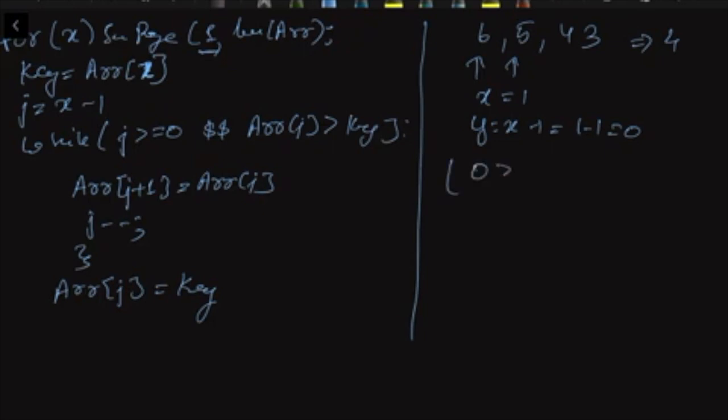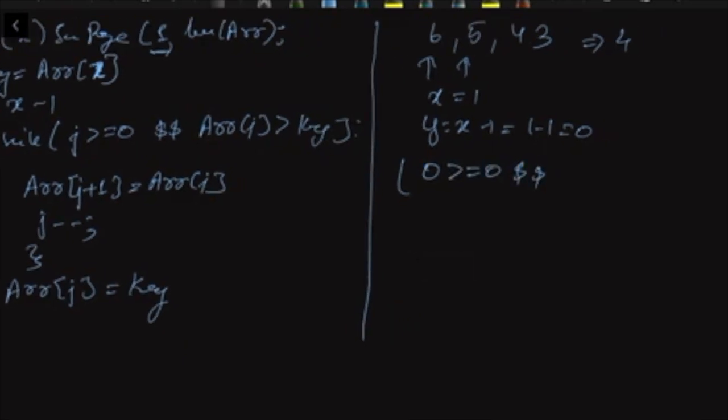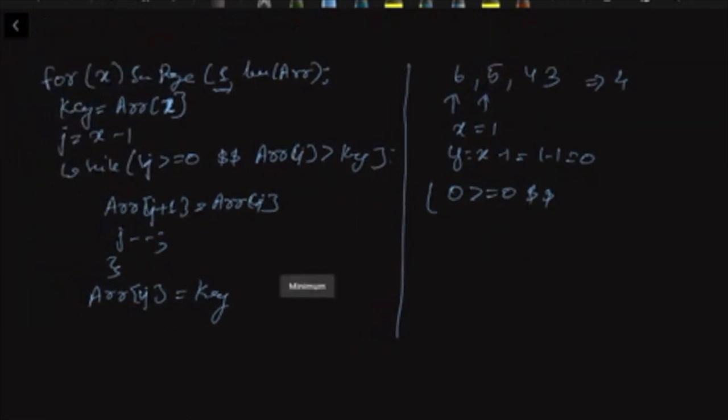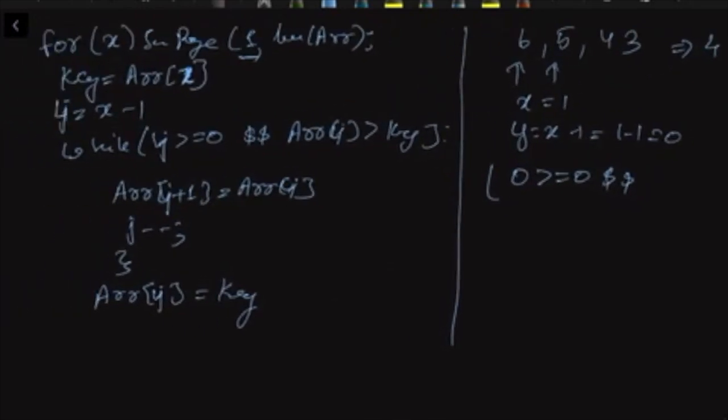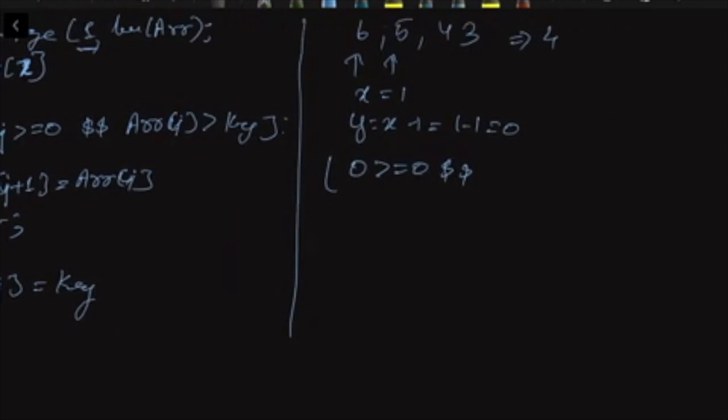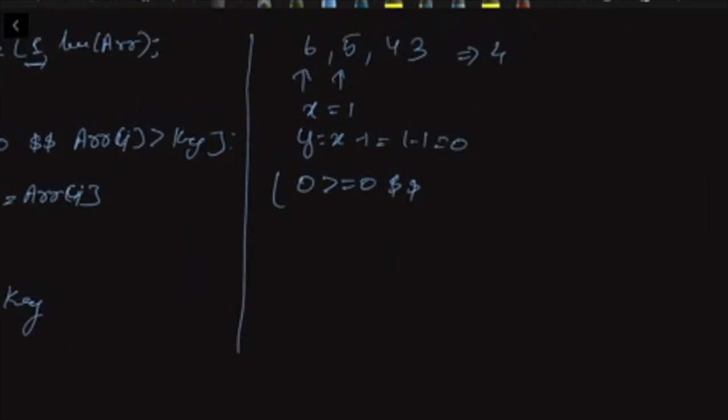While 0 is greater than or equal to 0 and array of y, I wrote j, but no worries, it's y, I declared y. So array of y, right now y is 0, so array of 0 is greater than key. If you see this, array of 0 is 6, and 6 is greater than 5.